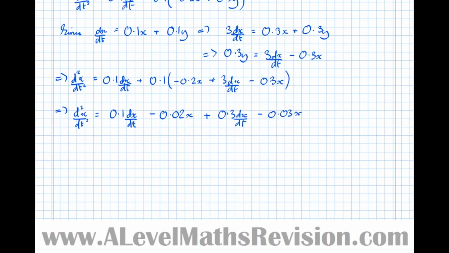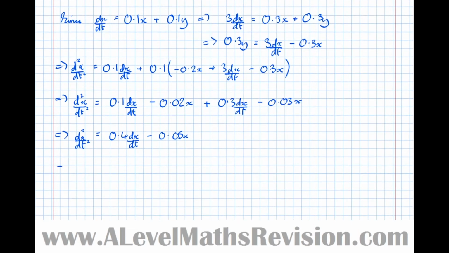We're almost there. Let's gather everything up and take it all over to the left hand side. So d2x by dt squared equals, we've got 0.4 dx by dt, and then minus 0.05x.